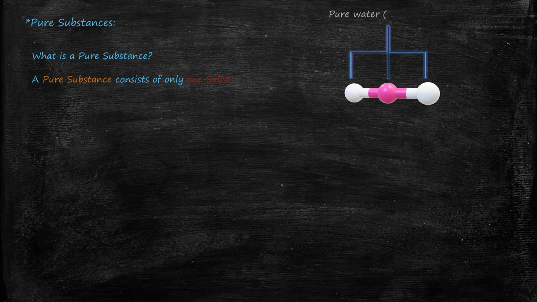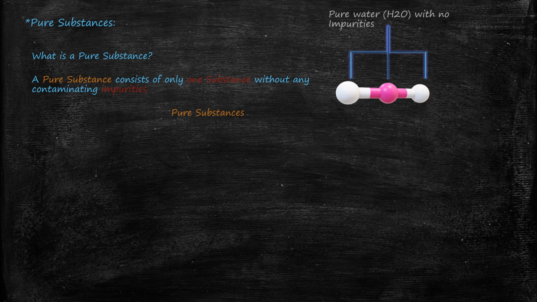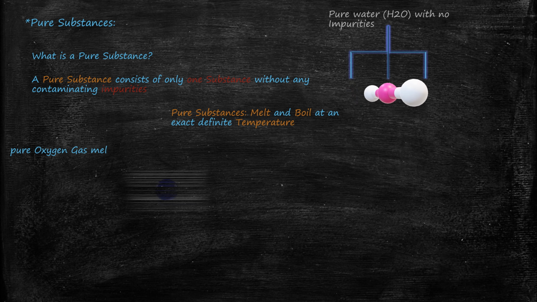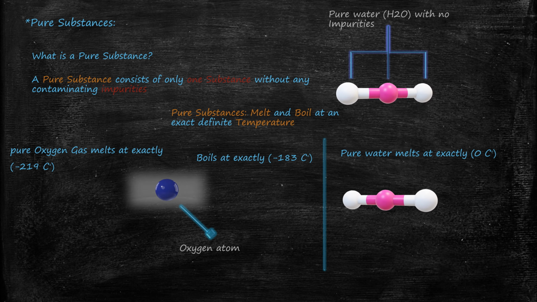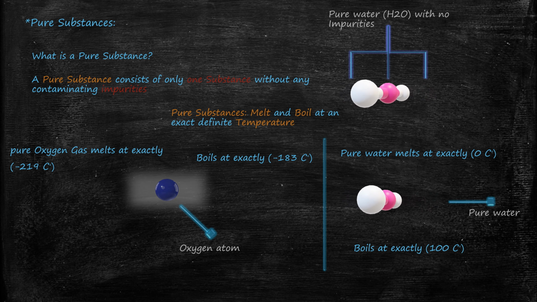What do we mean by the term pure substance? A pure substance consists of only one substance without any contaminating impurities. A very important fact about pure substances is that they melt and boil at a definite exact temperature. Like pure oxygen, it melts at exactly minus 219 Celsius and boils at exactly minus 183 Celsius.